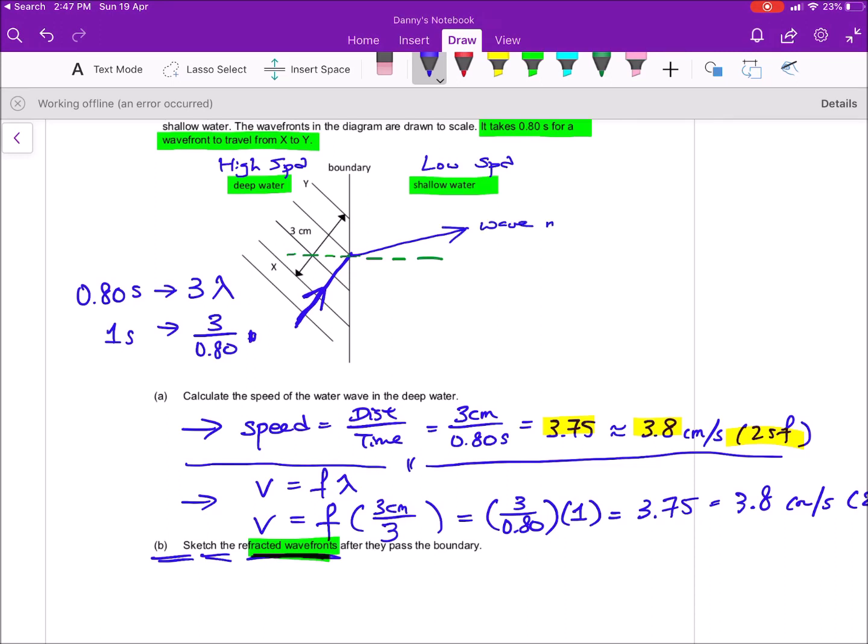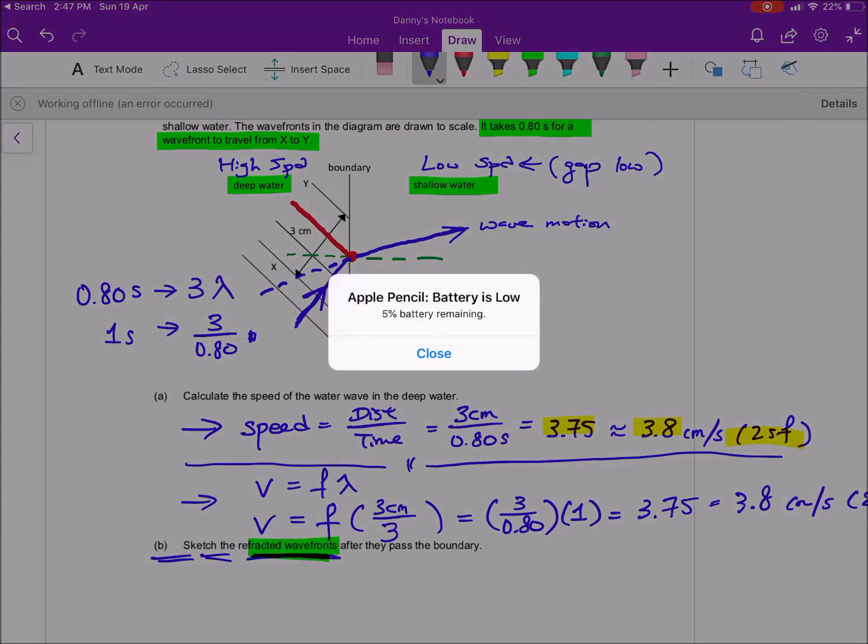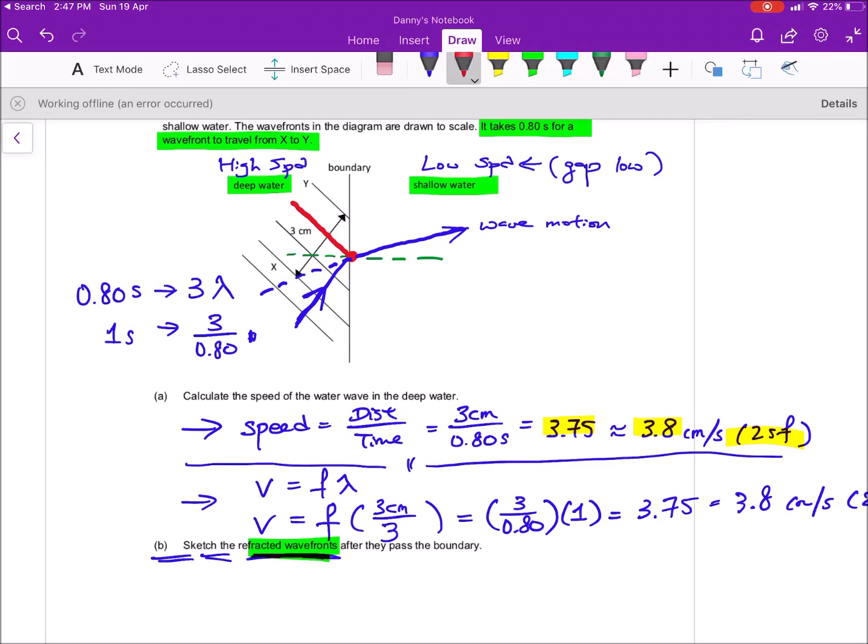This is my wave motion. And I also know that once it enters low speed, the gap between the wavefronts will also be smaller. So this wavefront, I will focus on this because it is crossing my boundary. How do I draw this? I would need to extend this line to the back so that I can measure it properly. Then I will use a ruler to measure from here. Make sure this is perpendicular and measure like that. So this is my new wavefront perpendicular to this blue line. Then this wavefront, once it goes into my new boundary, it will change direction.